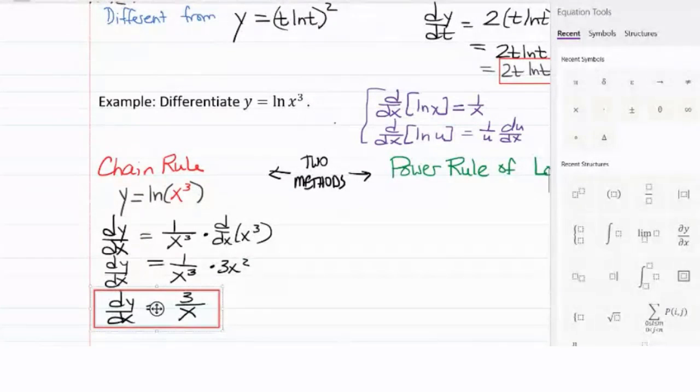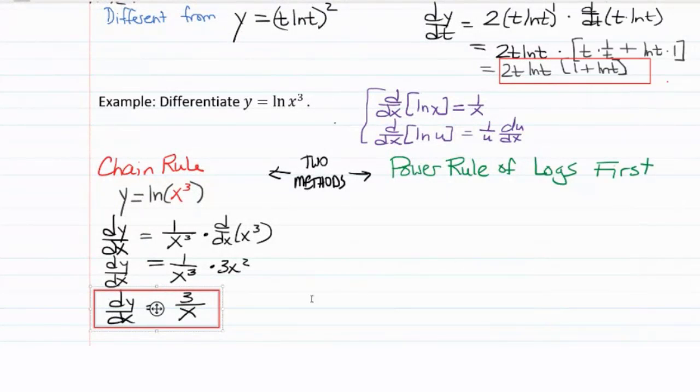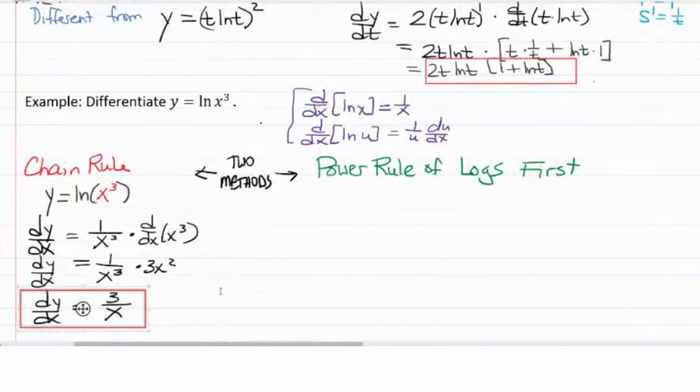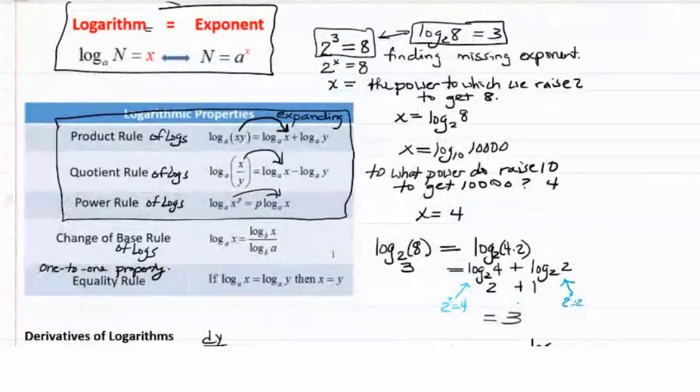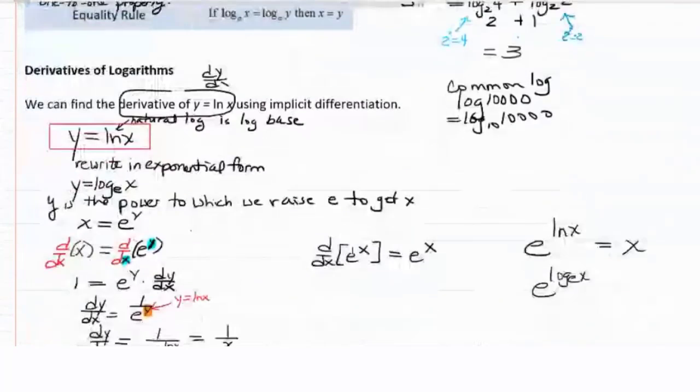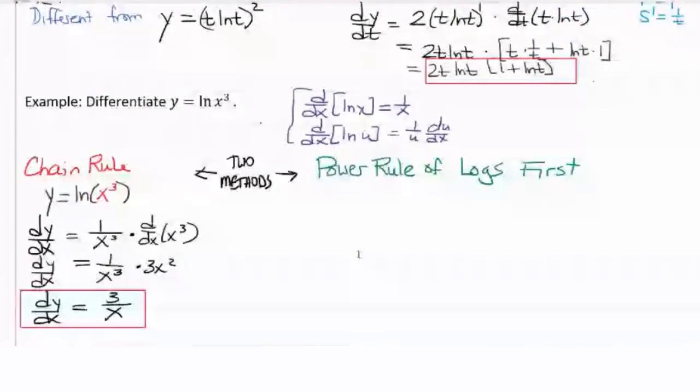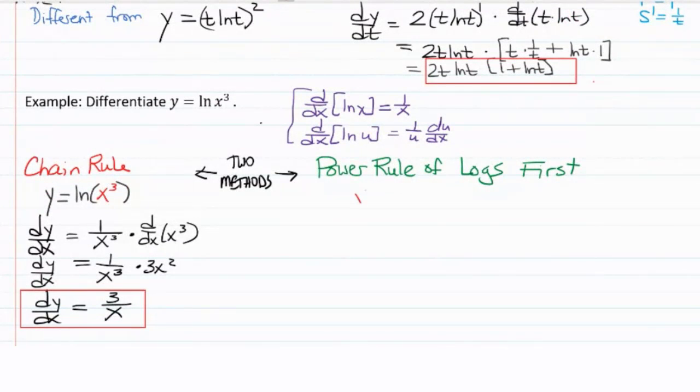All right, now let's look at using the power rule of logs instead. I'm going to scroll up. Remember what the power rule of logs says. Whenever you have the log of x to the p power, you can bring that power out front. You still have an equivalent expression. So down here, we're going to start with y equals the natural log of x cubed.